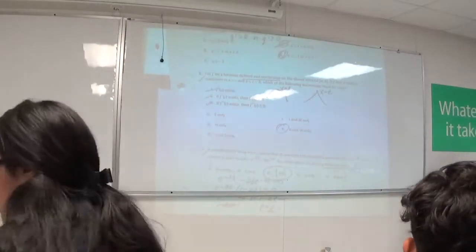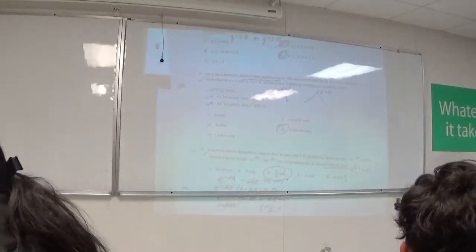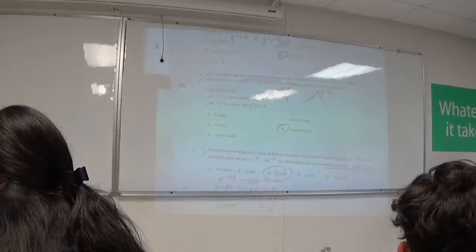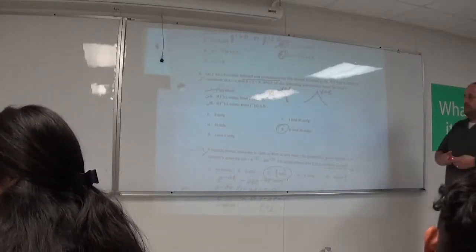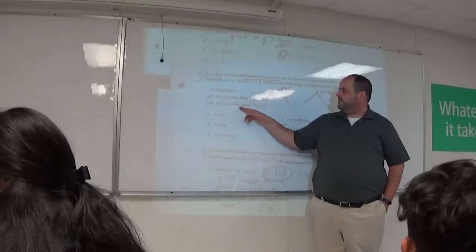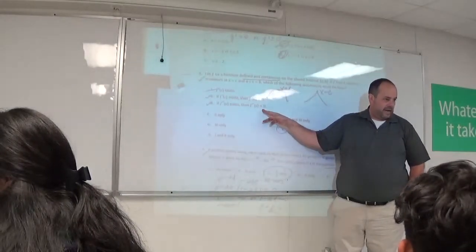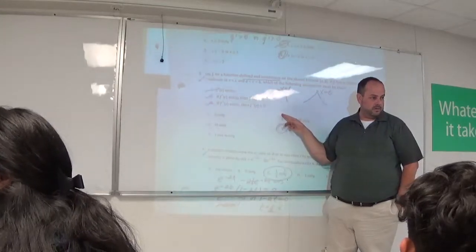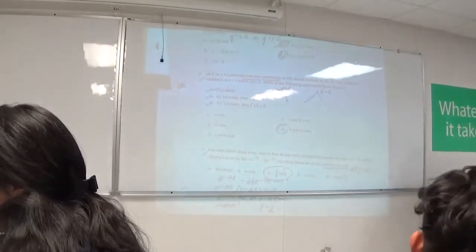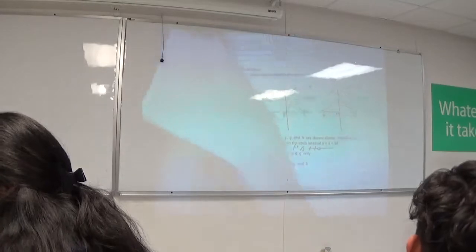This isn't one that I would expect lots of people to get right. Did anybody get this one right? If you can find the second derivative, then the second derivative is going to be negative, which means concave down. If you miss number 8, it's not the end of the world. We'll move on.